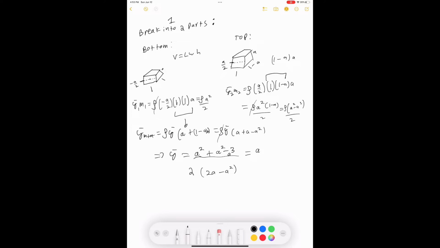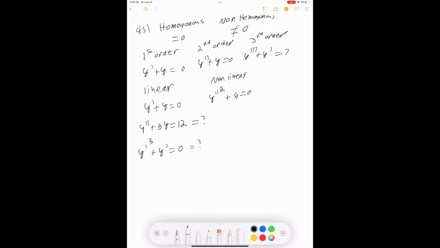Rho a squared over 2, rho a squared minus a cubed over 2, and then we're going to put that all over the total mass, which we just found to be a plus a minus a squared, which is 2a minus a squared. This is all going to give us negative a squared, because in that first one it was negative because the center of mass was negative. So we can cancel out those a squared, which is going to give us negative a cubed over 4a minus 2a squared. We can cancel out a from each term, giving us a final answer of negative a squared over 4 minus 2a. That's how we do that center of mass question.